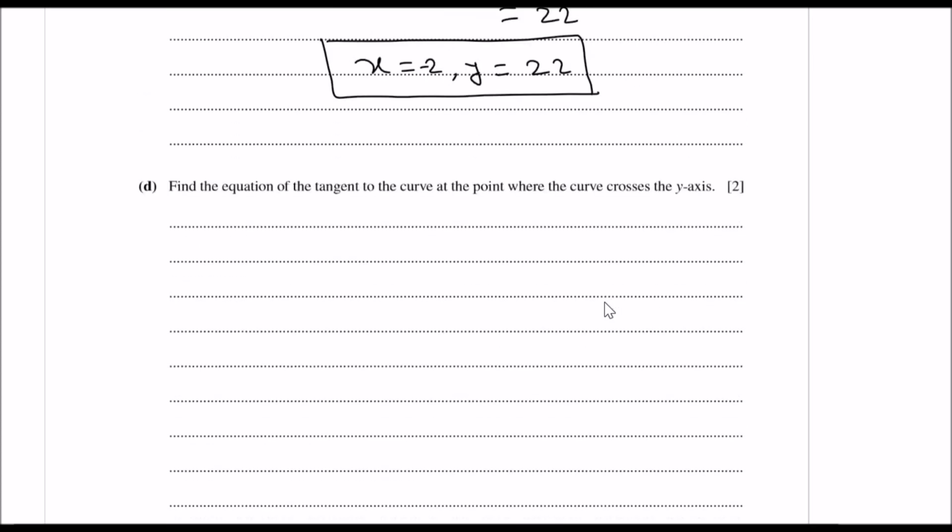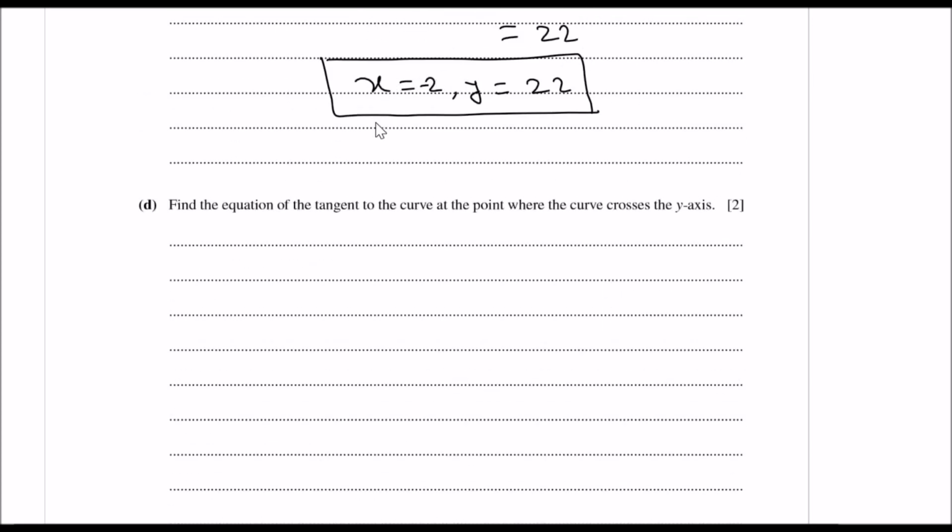Next, it says find the equation of the tangent. Or you can write it as they are asking points, so we should write in coordinate pair form. So stationary point, let me show it here, equal to minus 2, 22.